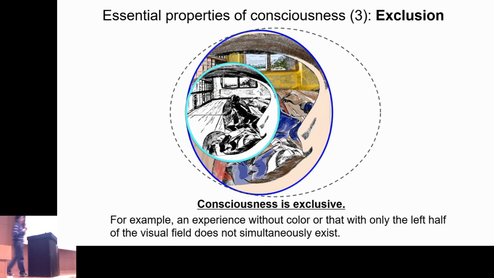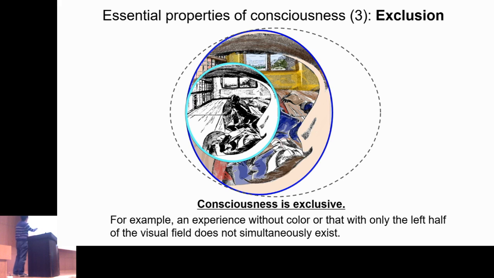So the third one is the most difficult one to understand, and probably the most controversial one. It is not that evident at all, I think. But the third property of consciousness is exclusion. So consciousness is exclusive. For example, experience without color, or that with only the left half of the visual field, does not simultaneously exist.